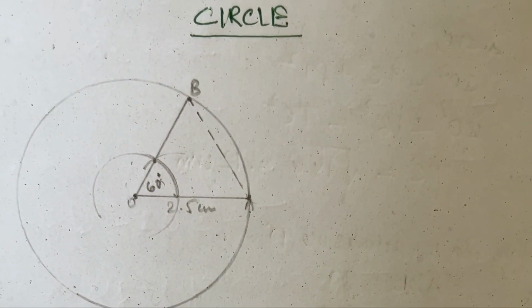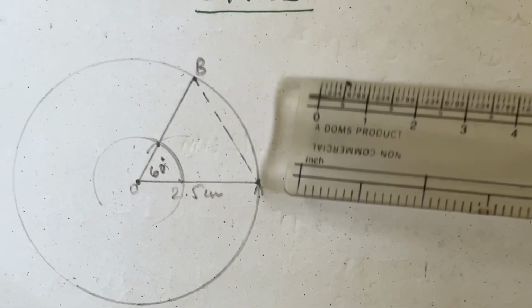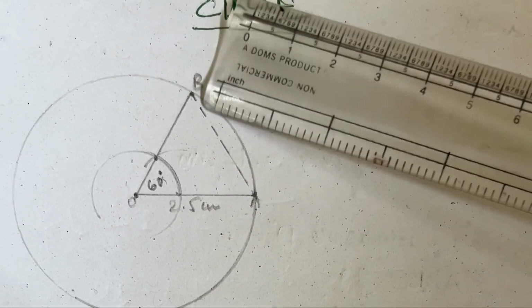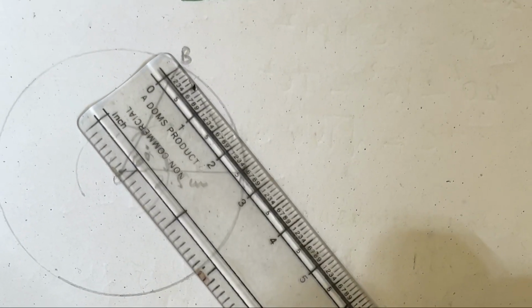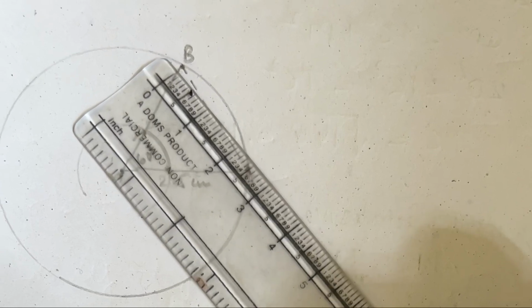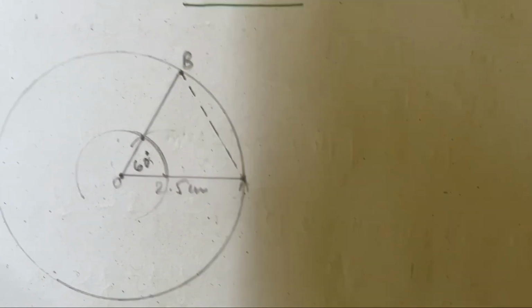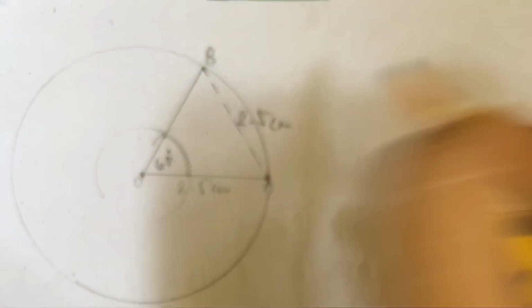Now we have to draw a chord from B to A and state its measurement. So I have already drawn the chord AB, and now let us check what is the measurement. So it is basically 2.5. So BA is 2.5 centimeter.